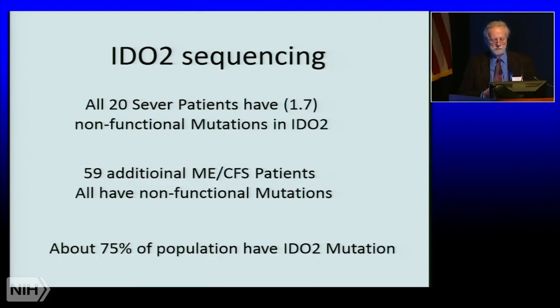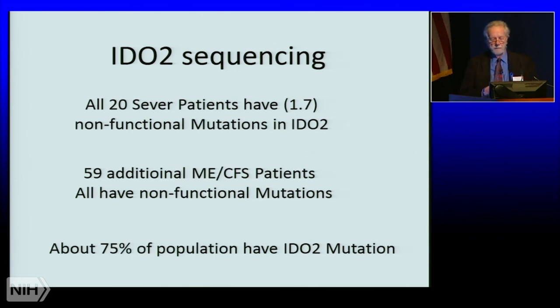And as I said before, the severe patients have 1.7 non-functional mutations in IDO2. We've done another 59 additional ME-CFS patients, all have a non-functional mutation in IDO2. Now, our definition for the patients is a little more rigorous, I think, than most. But we're very lucky that we're in the Bay Area because there's a number of specialists for this disease in the Bay Area. And so they have to meet all the definitions of chronic fatigue syndrome, or ME-CFS, but they also have had to be seen by a specialist that's extremely familiar with the disease. And we're very lucky that Jose Montoya is there. Some of them are his patients.